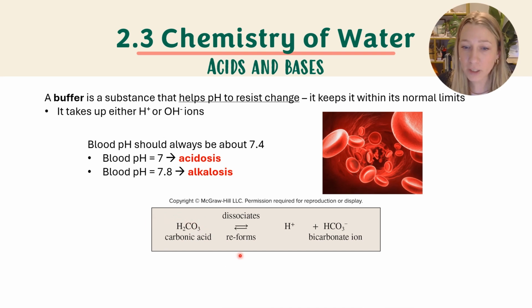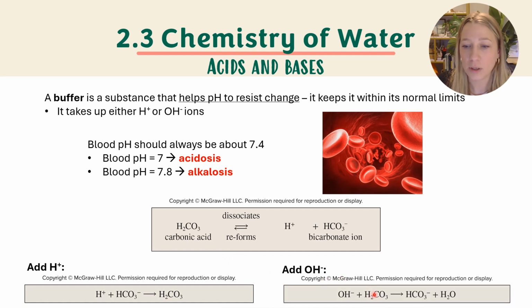If we start to get too many H pluses, they're going to combine with bicarbonate and that will form carbonic acid. If we start to get too much OH, our hydroxide, if our blood starts to become too basic, those hydroxides will combine with carbonic acid to form bicarbonate and water. So we have what happens when we start to become too acidic and get too much hydrogen, and what happens when we start to get too basic and get too much hydroxide.